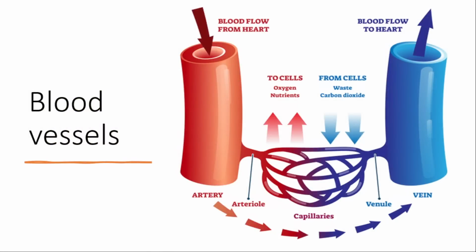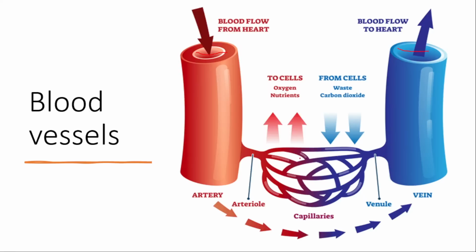Talk about blood vessels now. So there are 3 blood vessels you need to know: arteries, veins, and capillaries. Now, arteries compared to veins have thicker walls. The lumen, which is the cross section right here, is narrow compared to veins. Veins have a larger lumen. All right. Also, veins have valves. Arteries do not have valves.